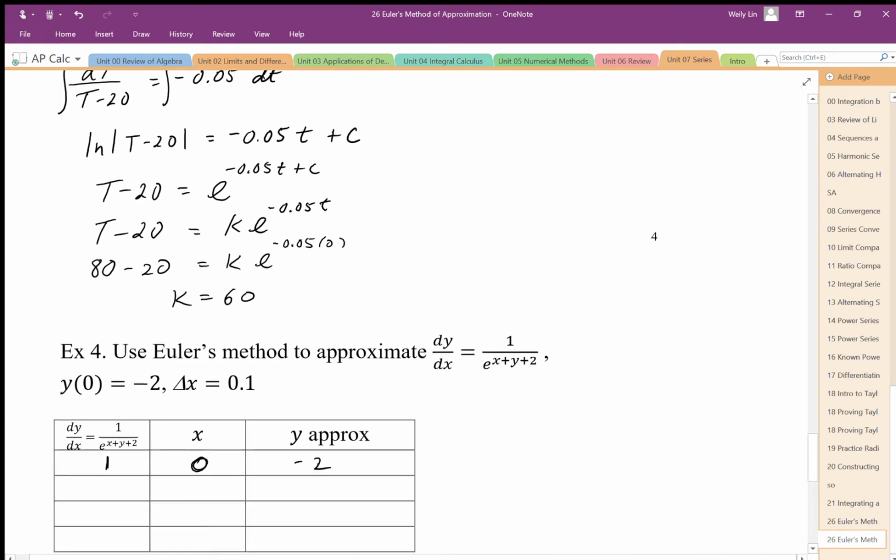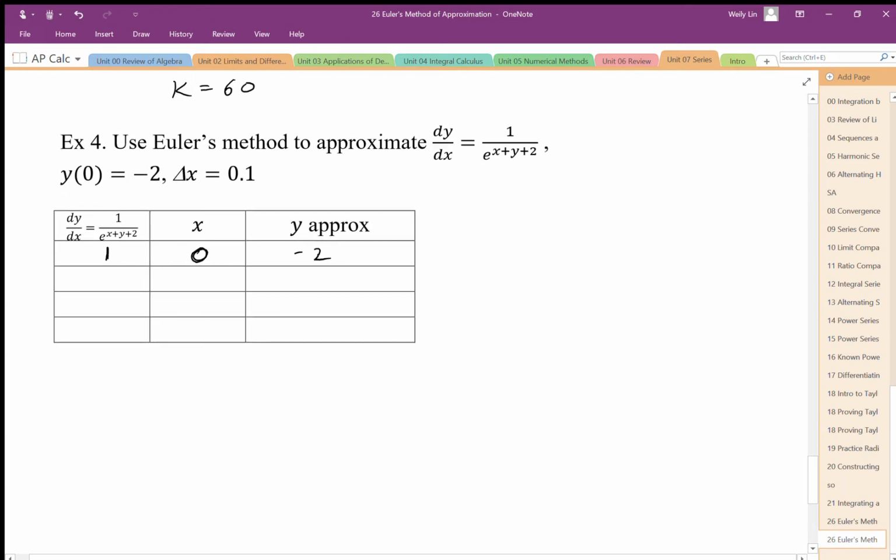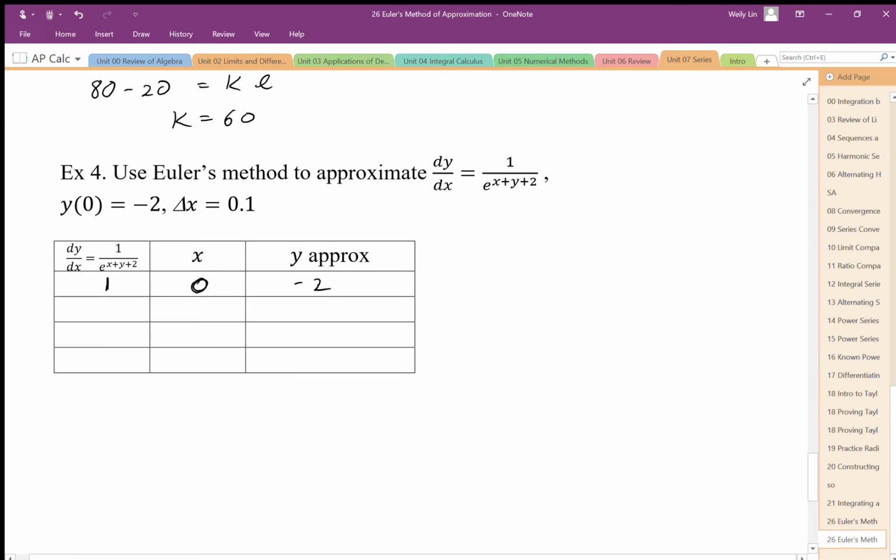The last one here, we're going to use Euler's method again to calculate the solution to this differential equation. We start with x equals 0, y equals negative 2. So those are my values here. When I calculate my initial slope, plugging in 0 for x and negative 2 for y, I get 1 over e to the 0. So I get an initial slope of 1.